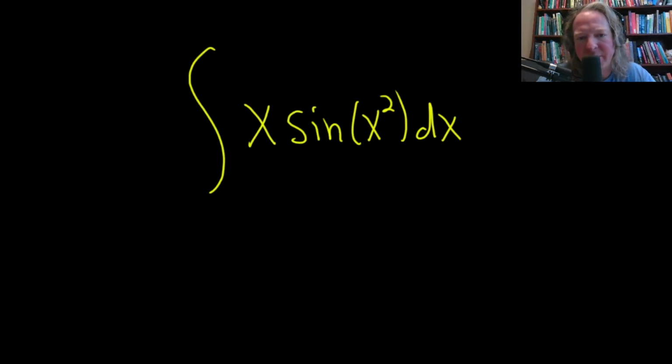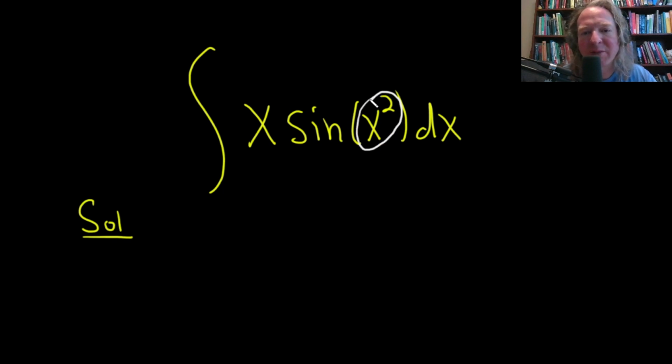In this example, we have to integrate x times the sine of x squared. So we'll start by making a u substitution. We're going to let u be the inside function. So in this case, our inside function is going to be this piece here. So we'll let u be equal to x squared.